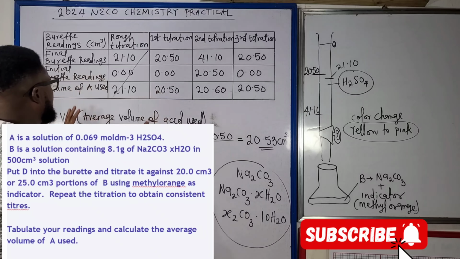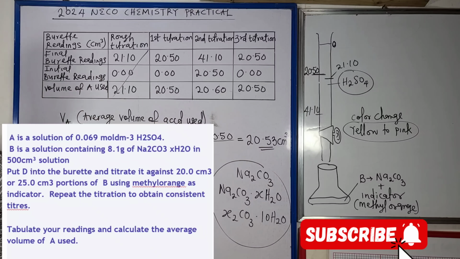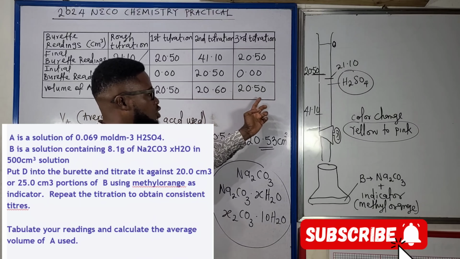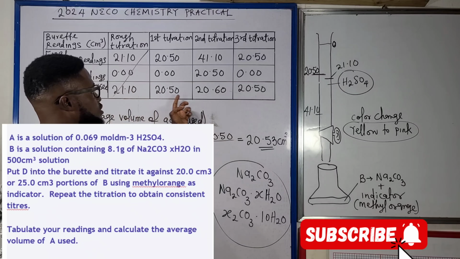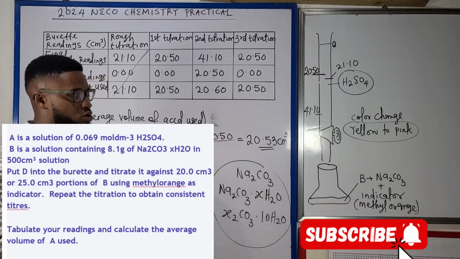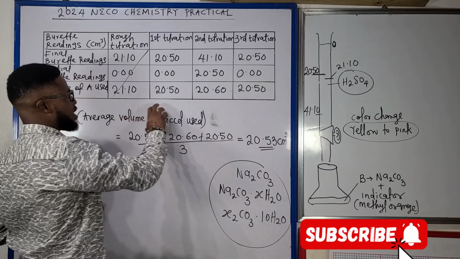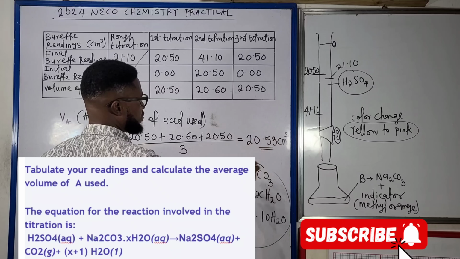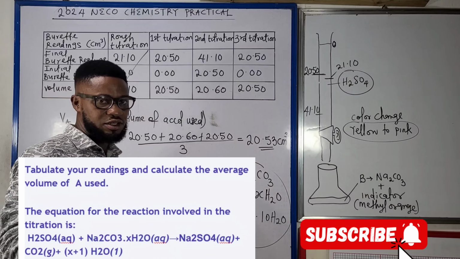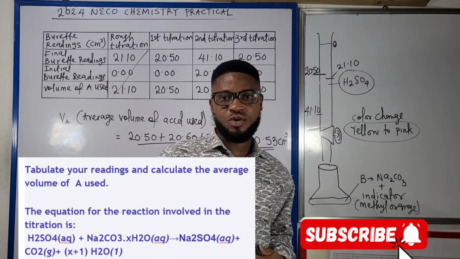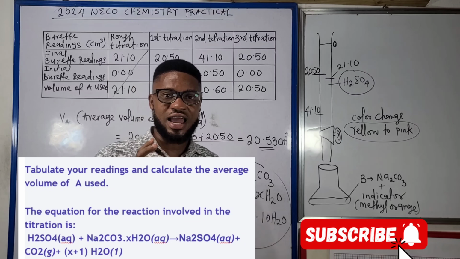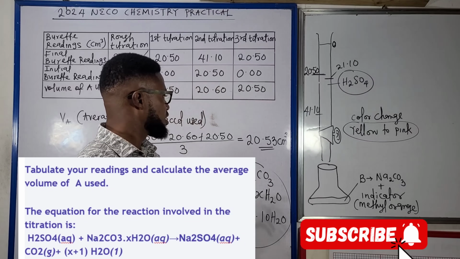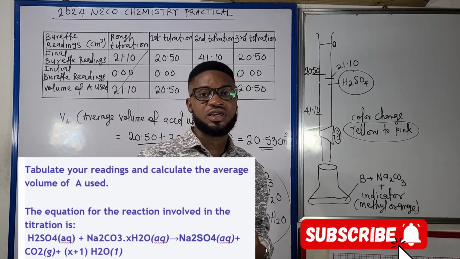So from this table, we were able to calculate the average titer value, or what we call VA, the average volume of the acid used. Since the figures we got here for the volume of acid used look consistent or concordant, we can look for the average of all of this, and the average gives us 20.53 cm3. So in the course of this series, the VA we are going to be using, that's the titer value we are going to be using, is going to be 20.53 cm3.